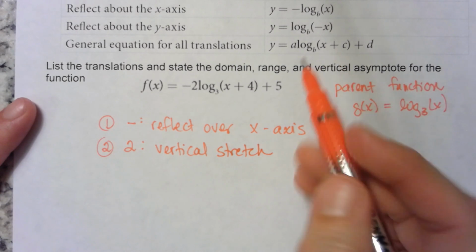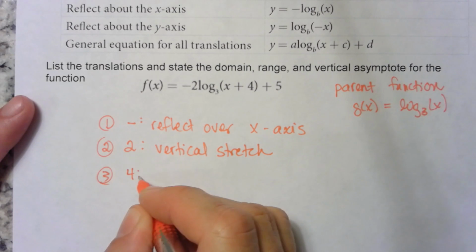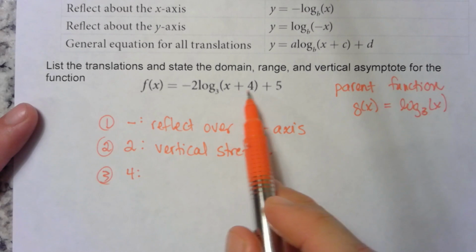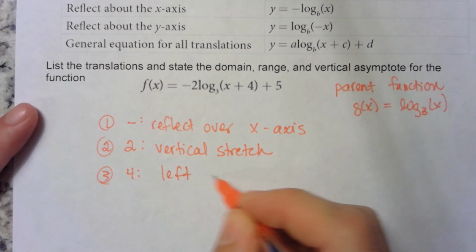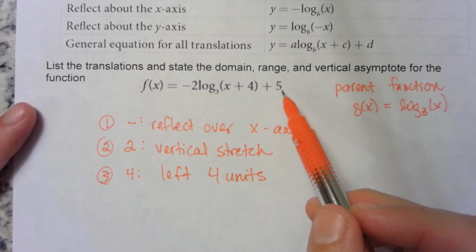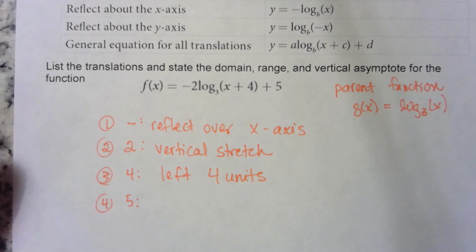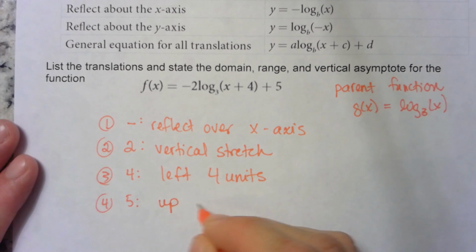And then we have a 4 inside the function. What is the 4 going to do? It's plus 4. That means it goes left 4 units. And then we have a plus 5 outside the function. What does the 5 do? Since it's a plus 5 and it's outside the function, it's going to go up 5 units.